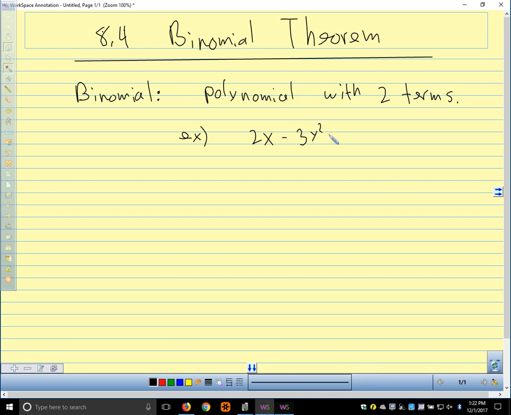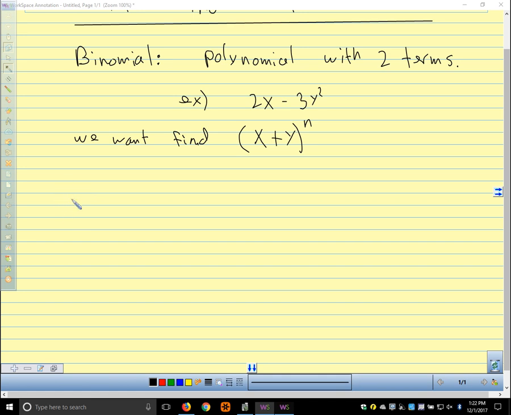So what we're interested in today is we want to find a way to calculate something like x plus y to the n power. Kind of like we talked about when we were doing powers of complex numbers, multiplying out those parentheses can get really long, difficult, tedious. It's a kind of a big problem. So we want to see if we can find an easier way to do it. So I want to look at a few of these.